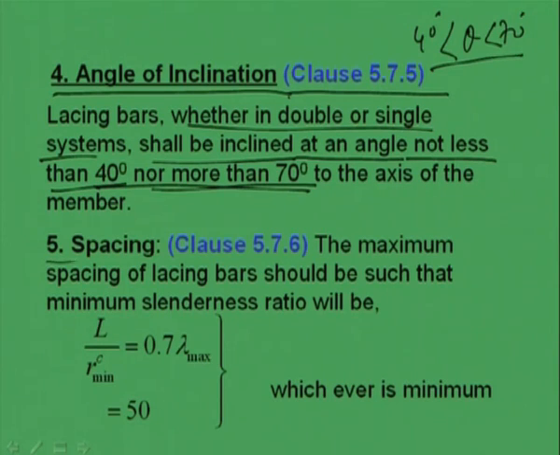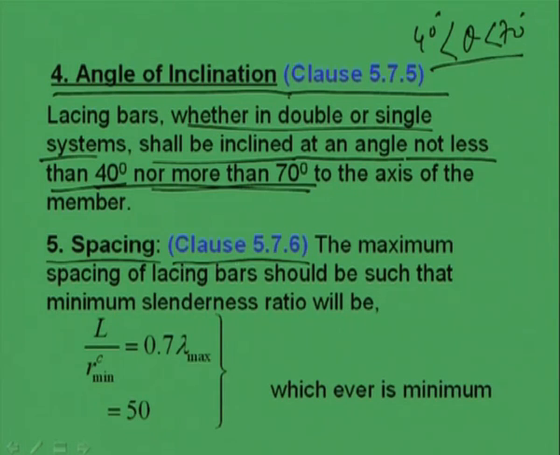Another thing is the spacing, which is given in clause 5.7.6. So, in clause 5.7, it has been given step by step for different parameters. In IS 800, the parameters of the lacing have been given in clause 5.7 step by step, which have to be maintained while designing a lacing system.